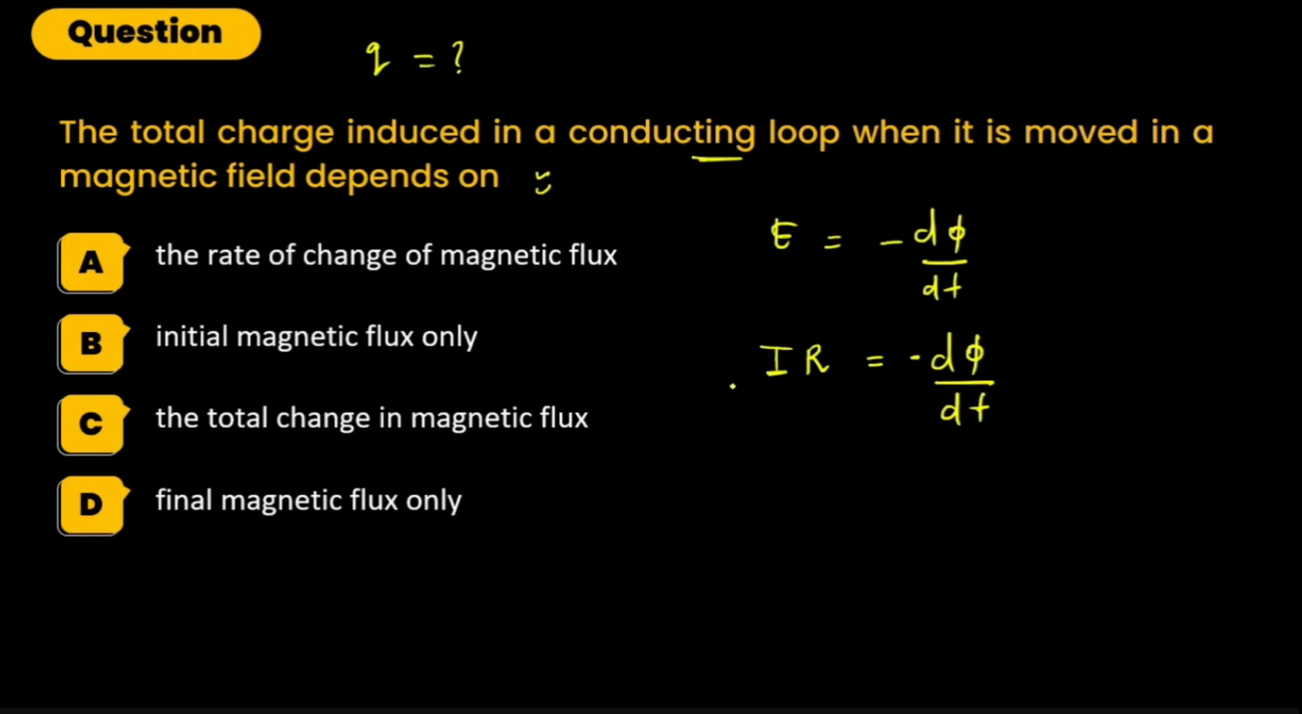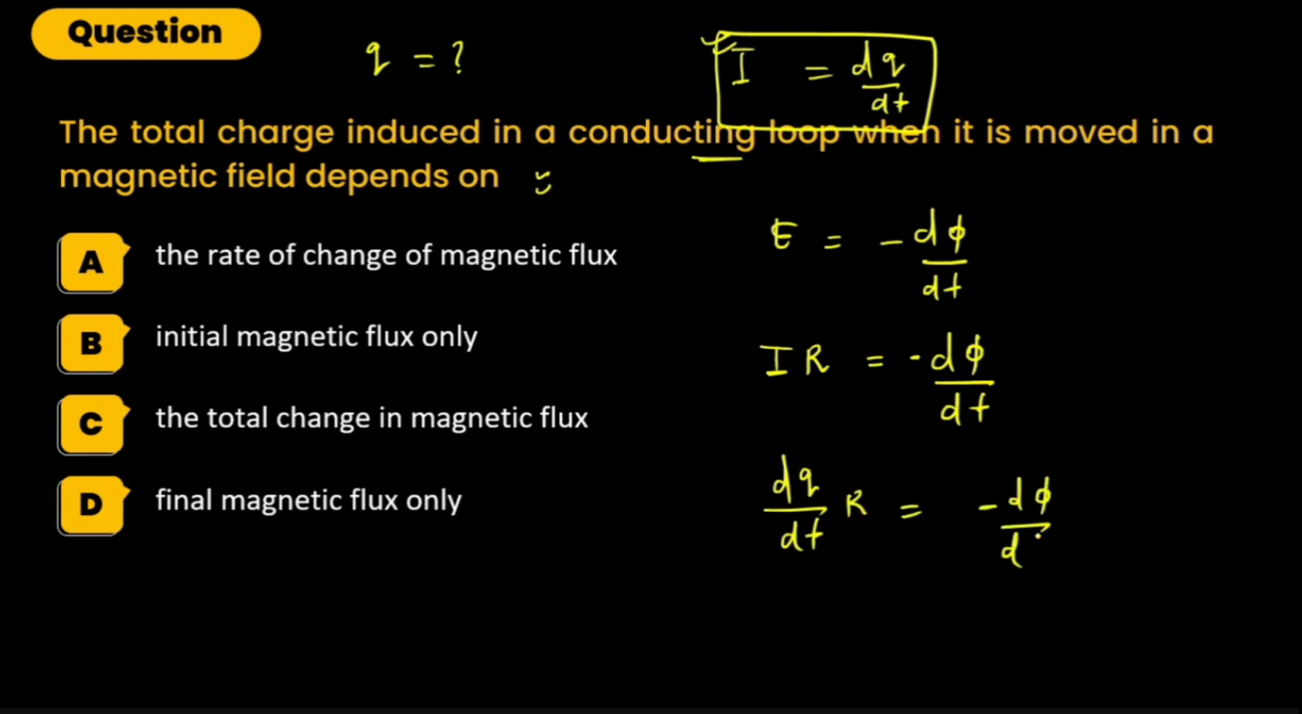Now, what is this current? Current is nothing but dq by dt, rate of motion of charge, you can say. So in place of I can write dq by dt times R, it is going to be negative of d phi by dt. So this dt will cancel out this dt, so I can say this dq is nothing but negative of d phi by R.